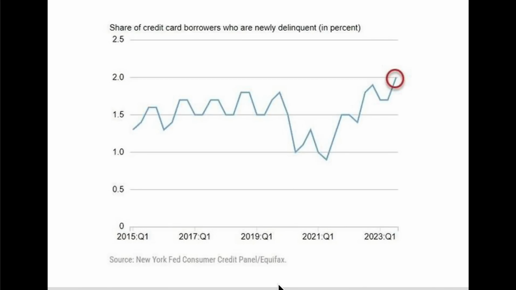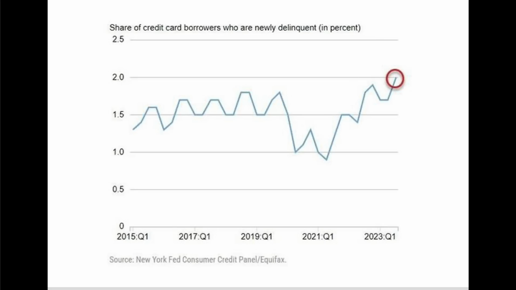This is according to Equifax, one of the largest credit rating companies out there. It has recently been reported that the delinquency rate of credit card borrowers is now at a record high. Again, I find it very interesting that the markets are rallying today when you have such negative news hovering over the market like a black cloud.